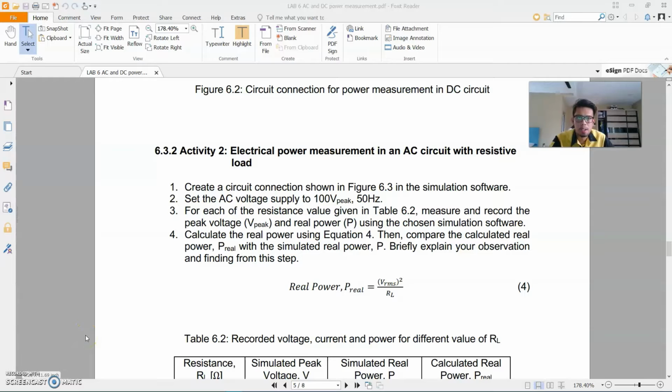My name is Muhammad Faris bin Muhammad Yazid with matric number DE180161. Today I'm going to present regarding activity 2 that I have been responsible to complete. The title for activity 2 is the electrical power measurement in an AC circuit with resistive load.